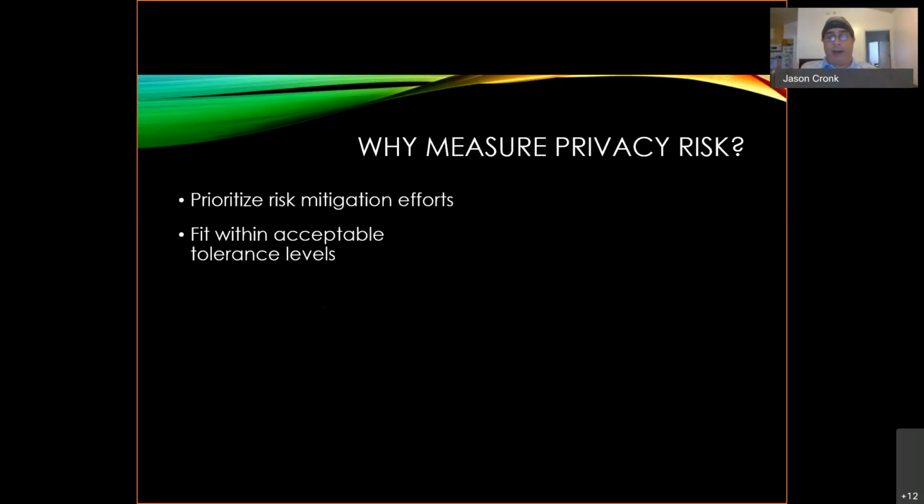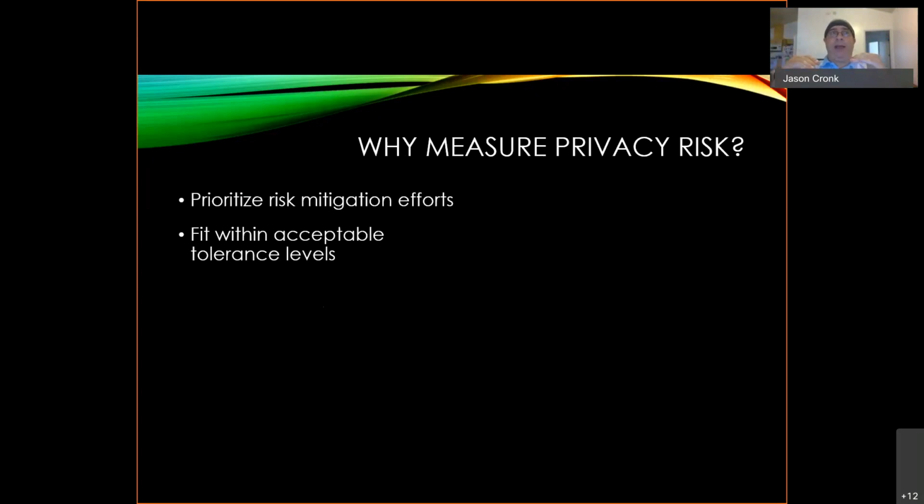I talk to a lot of companies and I'm like, okay, we need to set some acceptable levels. And they're like, we want zero privacy violations. We want no harm. And I'm like, that's not realistic if you want to actually put out a product or service. So finding those acceptable tolerance levels.